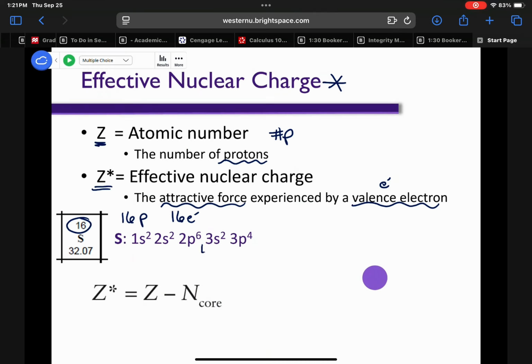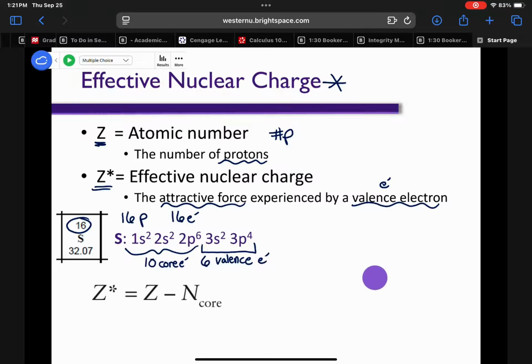It's easiest to identify the valence electrons for the main group elements. Those are the ones with the highest N. I can see I have 2 electrons in 3s, 4 electrons in the 3p, which gives me 6 valence electrons. Anything that's not valence must be core. So that leaves me with 10 core electrons.